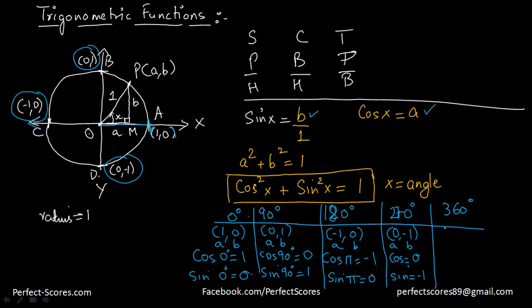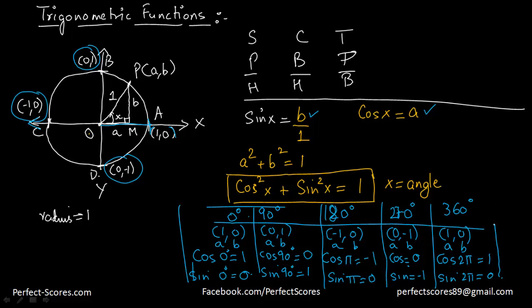The last angle is of course 360 degrees. This is the point (1, 0), so this is a and this is b. The value of cosine of 2 pi, or 360, is equal to 1, and the value of sine of 2 pi, which is 360, is equal to 0. So these are the values we have here.